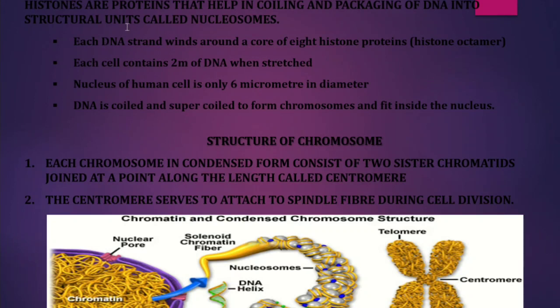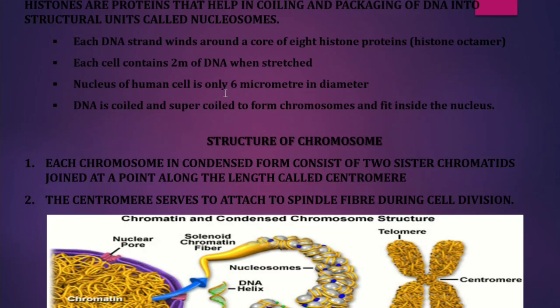Histones. Histones are proteins that help in coiling and packaging of DNA into structural units called nucleosomes. Each DNA strand winds around a core of 8 histone proteins called histone octamer. This is called the nucleosome. It looks like a telephone wire. Each cell contains 2 meters of DNA when stretched. If you stretch the DNA of each cell, it will be 2 meters.